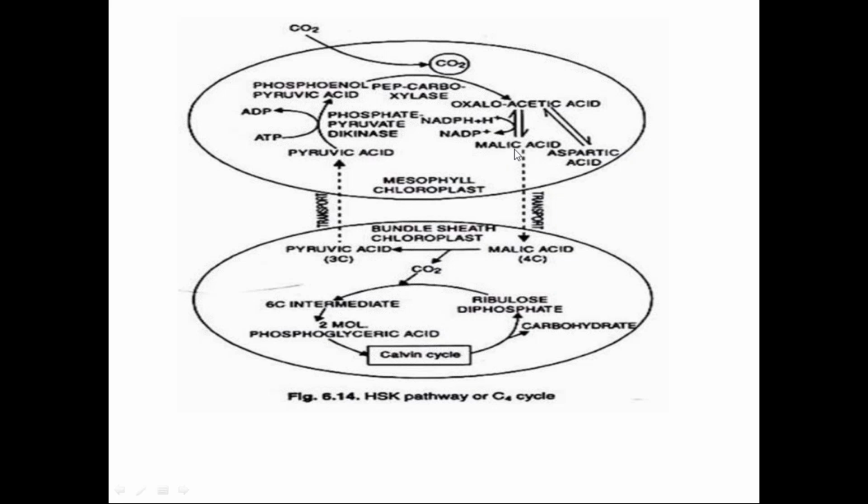Then we discuss one term, that is photorespiration. What is photorespiration? Students, photorespiration occurs in C3 plants.